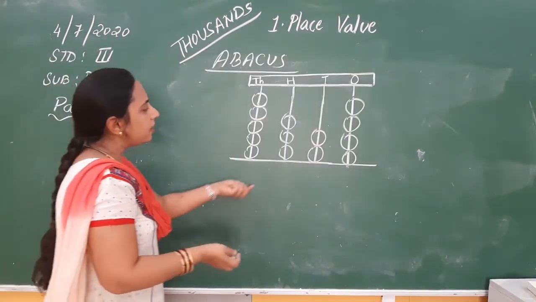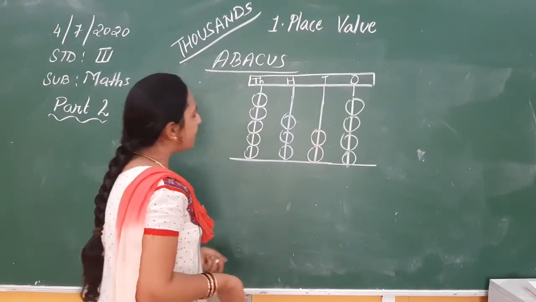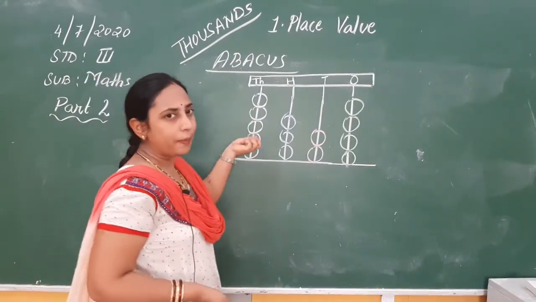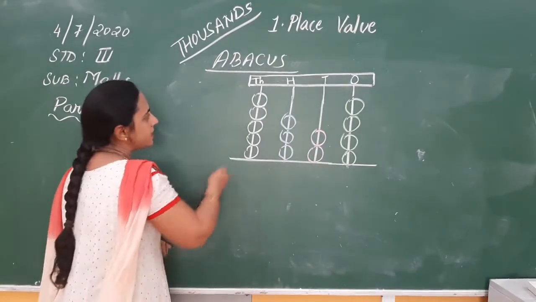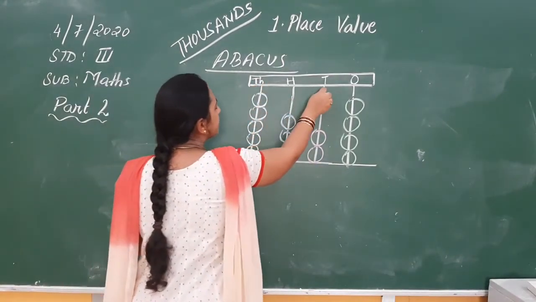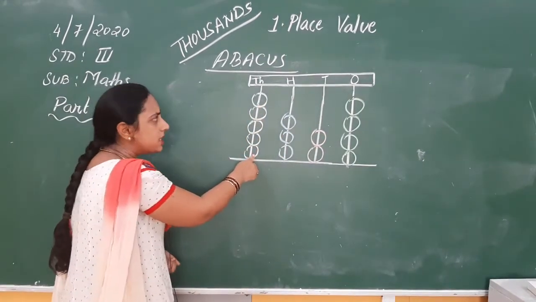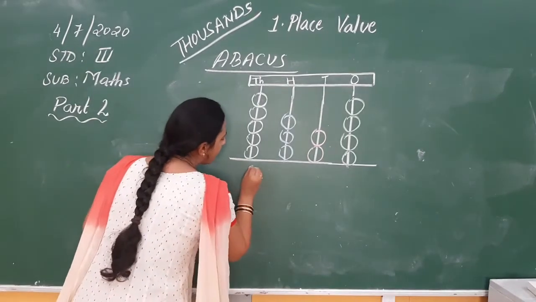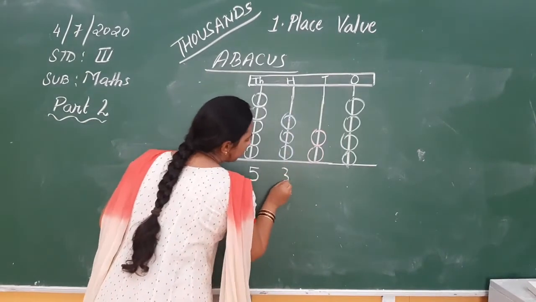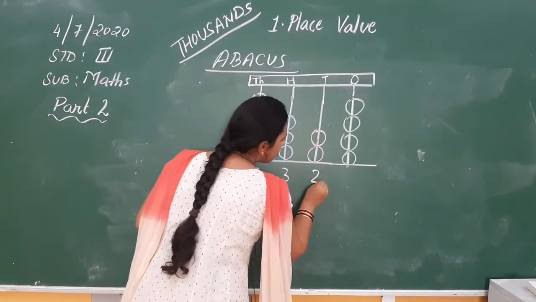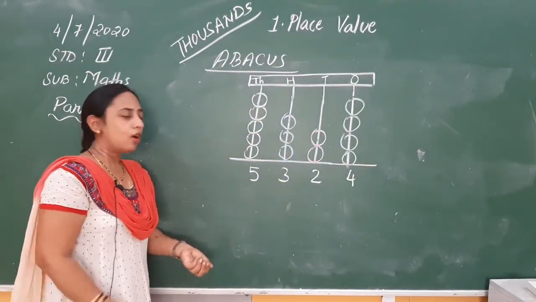Yes, so we can see here one of the abacus with some numbers. These circles are representing certain numbers, or the places of those numbers. Now how can we write this? This is thousands, hundreds, tens, ones. 1, 2, 3, 4, 5. So there are 5 circles. So in thousands place, we will write 5. Then 3 in hundreds, 2 in tens, and 4 in ones. Right?